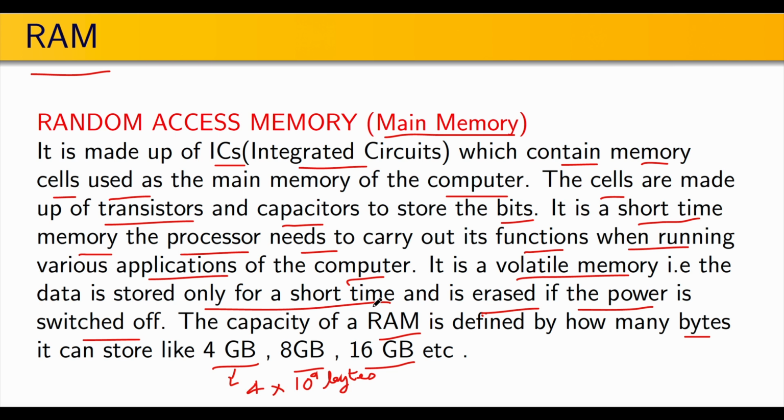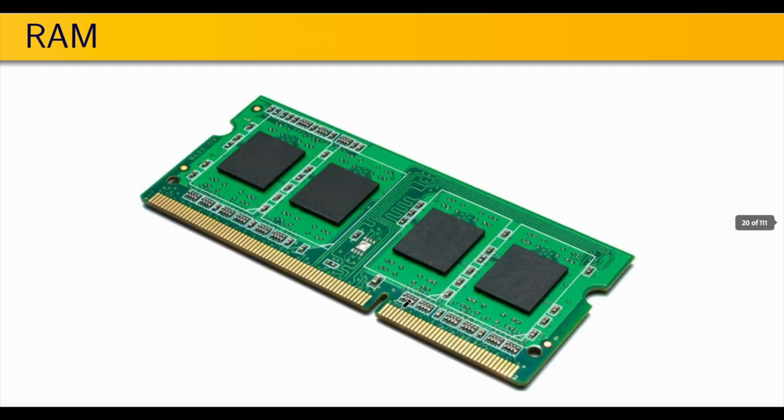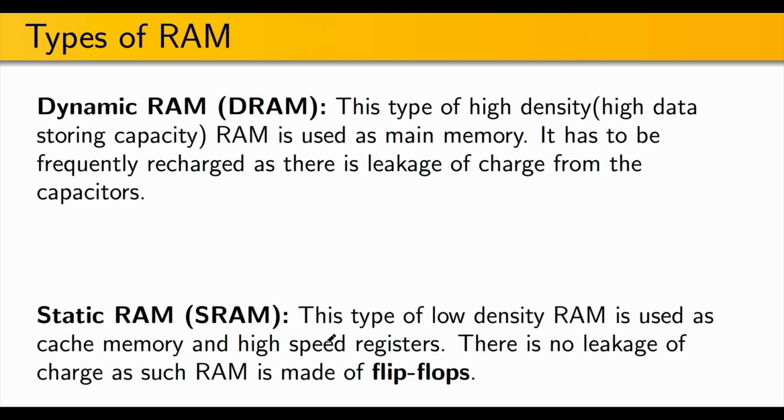But RAM is the most important part of the computer when it's running, because it helps in storing applications or informations related to the applications which the computer needs while running the application. Okay, so this is a typical RAM, and RAM can be of two types.